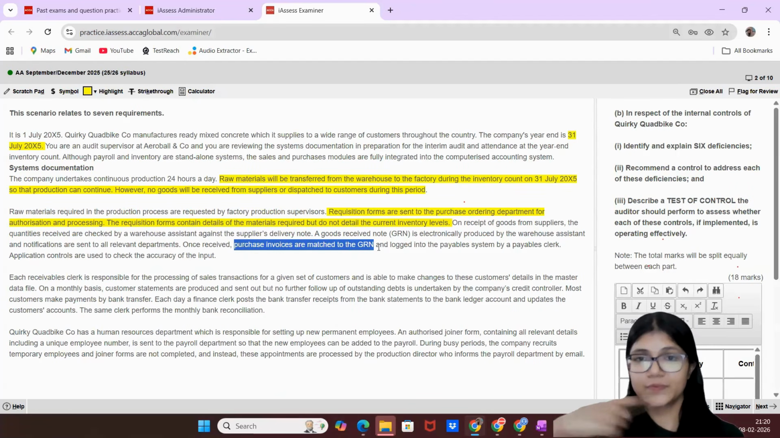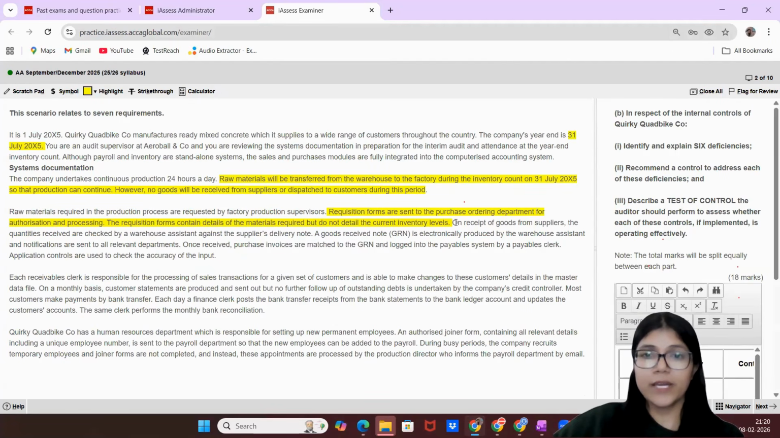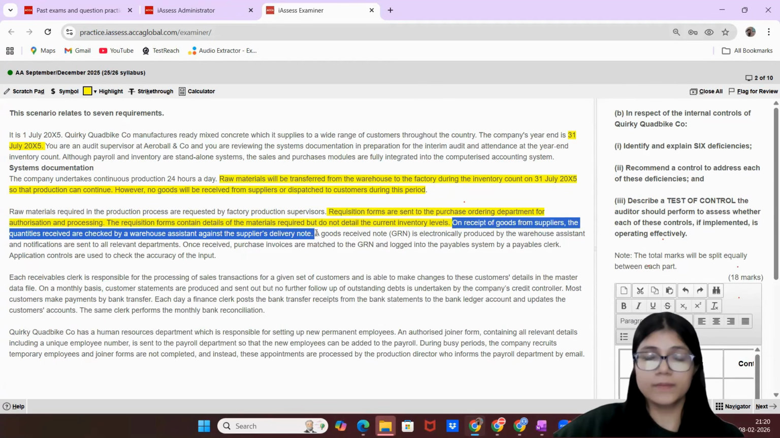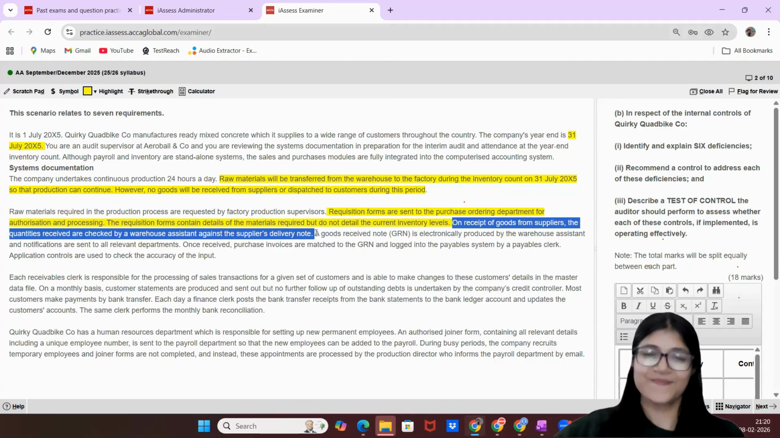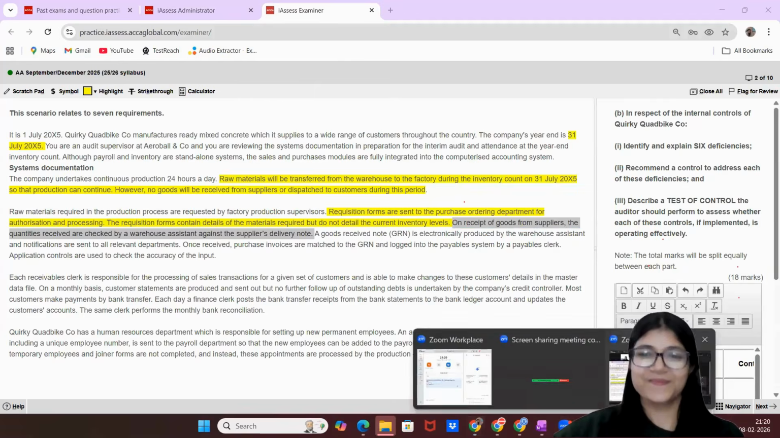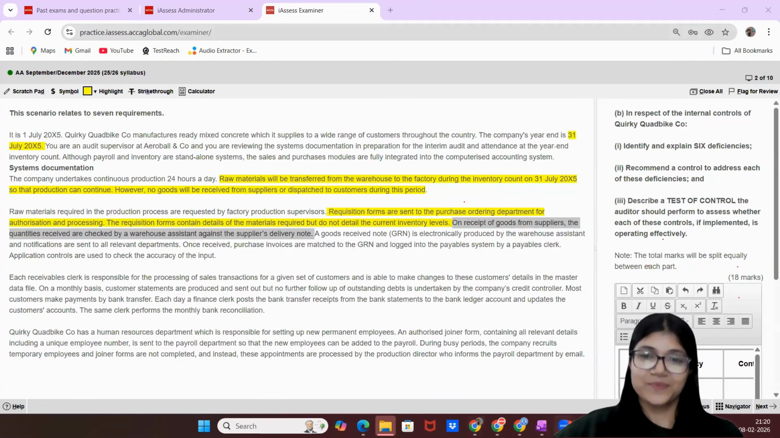Orders. Okay, let me give you the hint. There's a problem over here. Actually, we need to check the goods against the purchase order, like what we have ordered, not what supplier gave us. So that is the problem here.